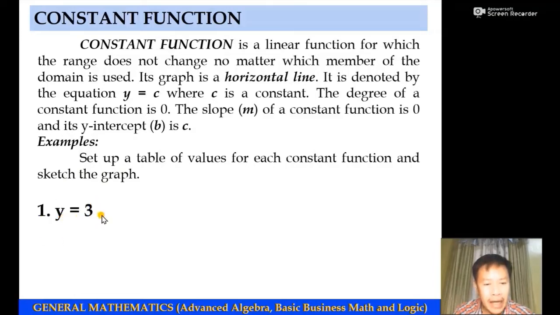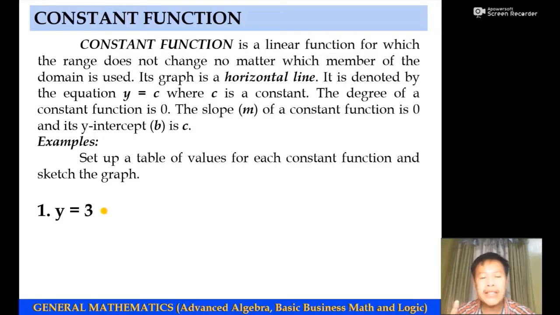y is equal to 3. Now, 3 is our constant and y is our dependent variable. By the way, you have a variable x here, but the exponent of the variable x here is equal to 0. That is why x raised to 0 is equal to 1. Therefore, 1 times 3 is equal to 3. Any constant is understood to have a variable x with an exponent of 0.